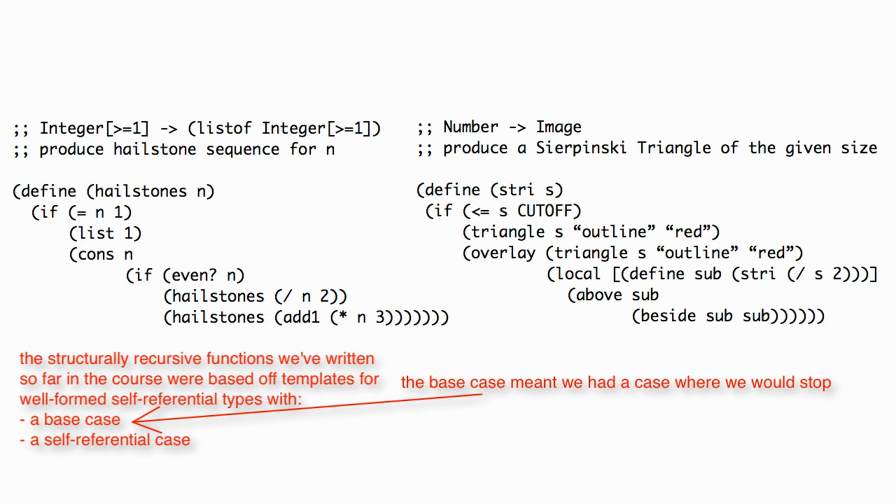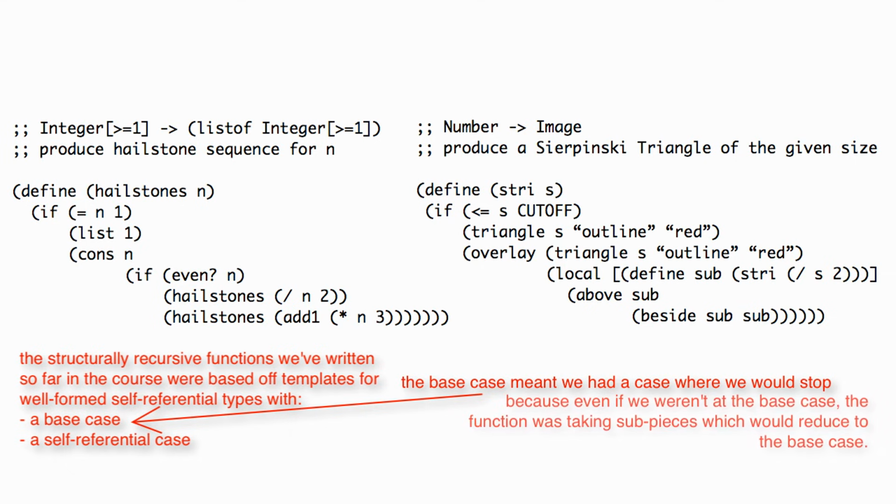And the reason they would always stop is that if it wasn't the base case, they were going to take a subpiece of the current data. And by taking subpieces of the current data, in the case of lists, by taking the rest of the list each time, they would eventually reach the base case. Again, in the case of lists, empty. And so that's why we were happy with those recursive functions. We knew they would stop.